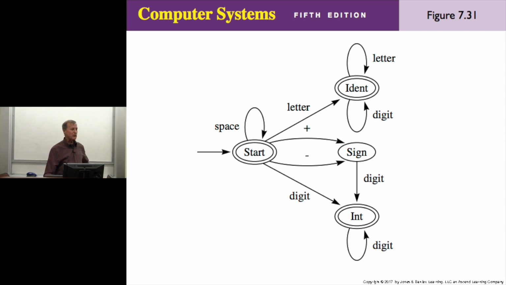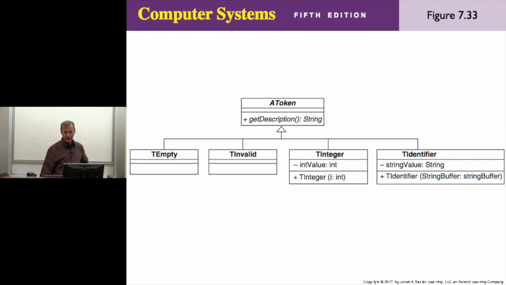Does everybody remember? This is a machine that we're going to implement. And then figure 7.33 is the UML class diagram of the tokens. Now, I know some of you have had data structures and some of you have not. If you've had data structures, then a lot of this is going to be pretty straightforward. But even if you haven't, the object-oriented programming that we're going to do is all very basic standard stuff, and I think it'll be good reinforcement of the object-oriented programming that you've already had.